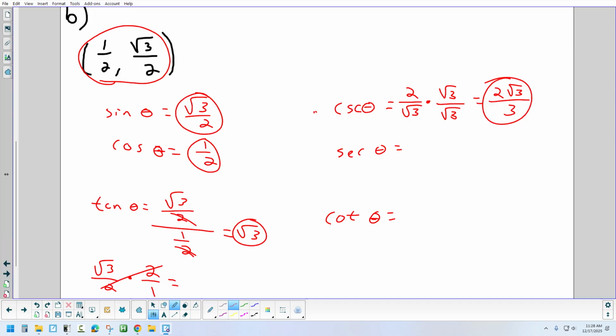What's that going to be? 2. That's an easy one. There's no roots. And cotangent. Just give me the first step, and then if we need to fix it, we'll fix it. So what's your first step to finding the cotangent? Just put in fraction 1 over 2 or square root of 3 over 2.